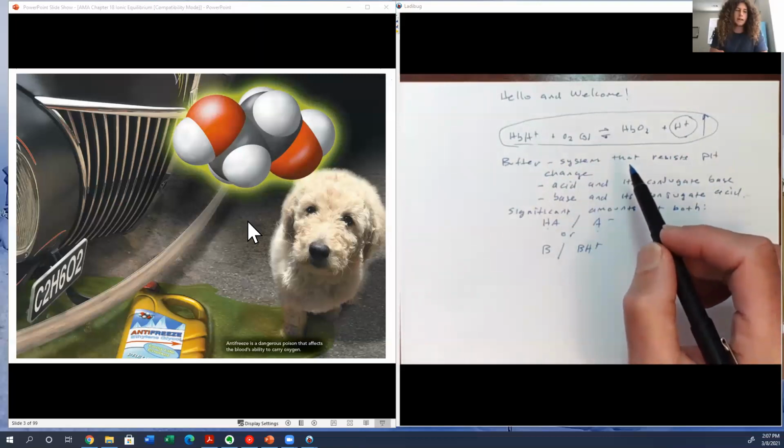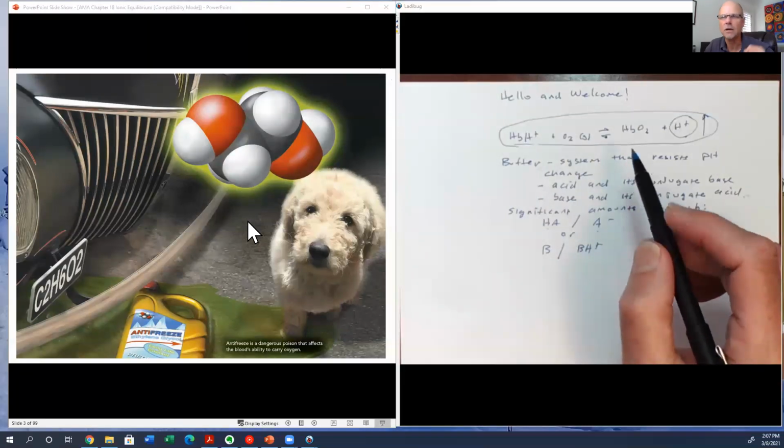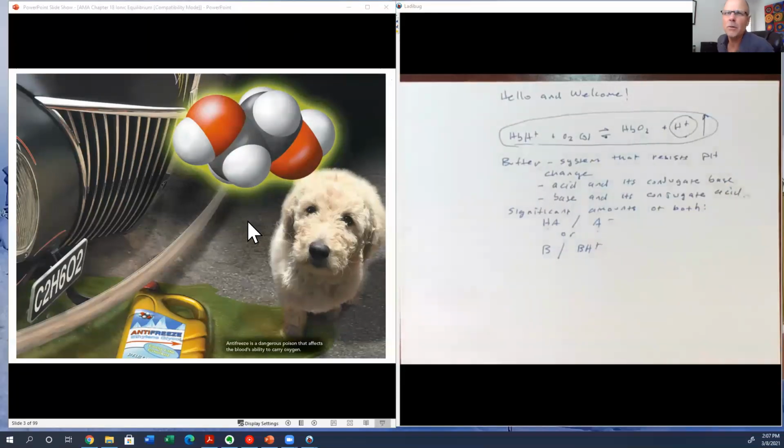Okay. Yeah, so some of you have chimed in here, 7.39, 7.4 for the pH of blood. So it's almost exactly neutral, not quite, a tiny bit basic, but almost exactly neutral.